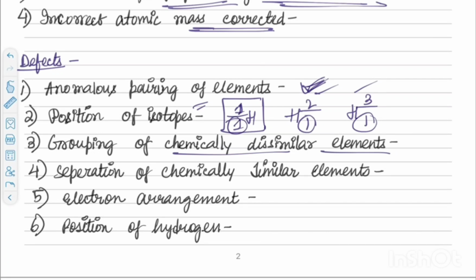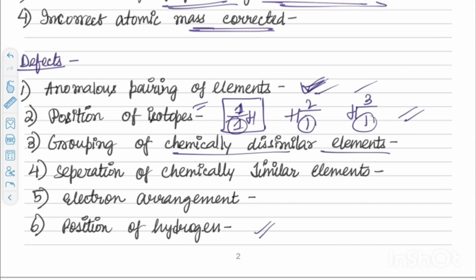Electronic arrangement. Now what does this mean? Position of hydrogen. Position of hydrogen is the easiest, and this is already a problem in the current periodic table also. So this problem and the position of isotopes are still there. Electronic arrangement means he could not explain the electronic arrangement of the elements.